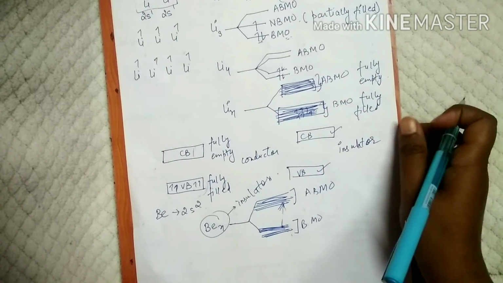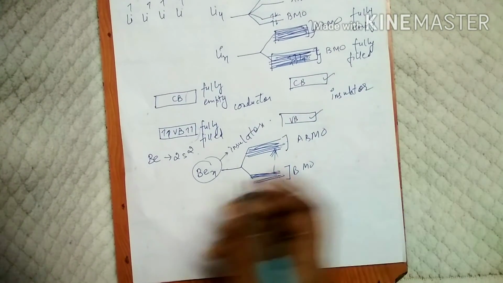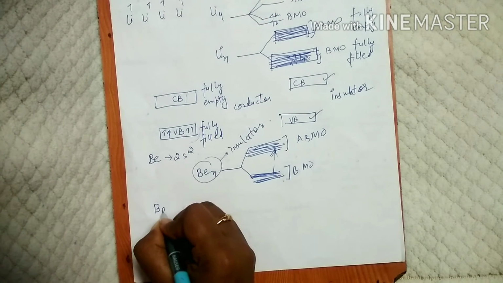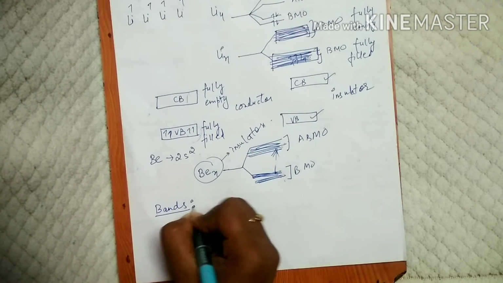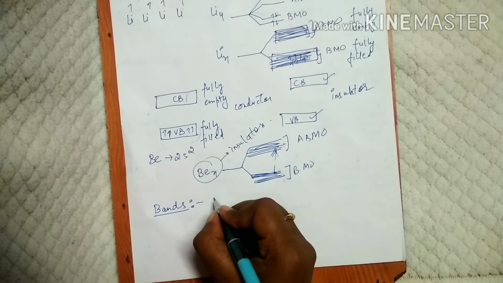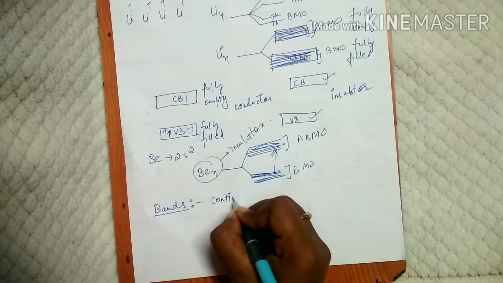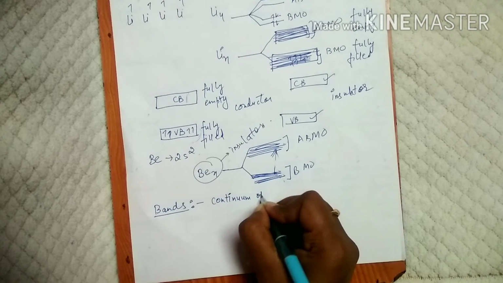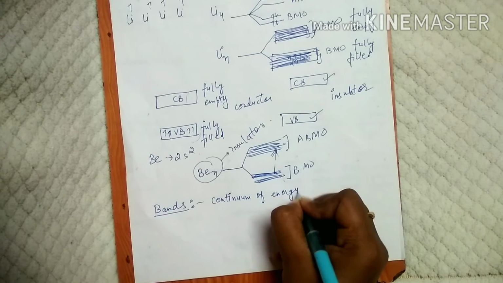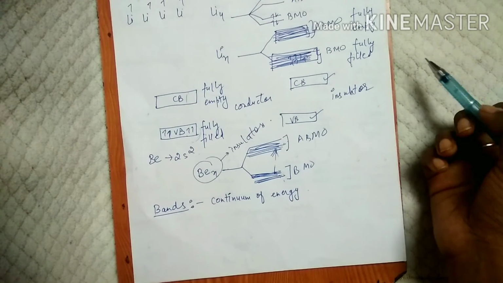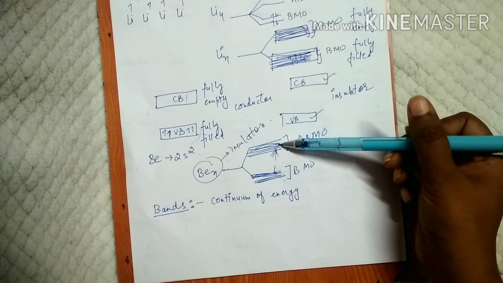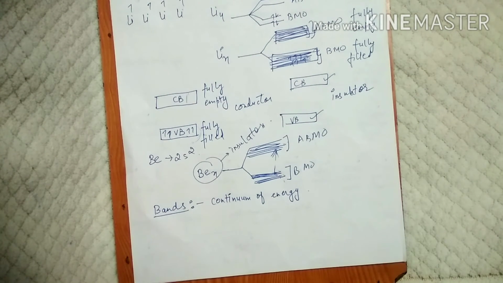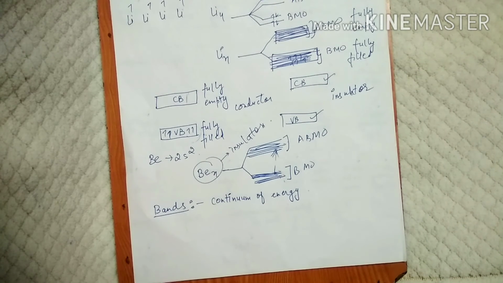So if I want to let you understand what are bands, then I can say bands are basically the continuum of energy. Okay, and based on the fact whether these are fully filled, partially filled, or fully empty or partially empty, we can say that the given substance is conductor or an insulator. So this is all about your band theory.